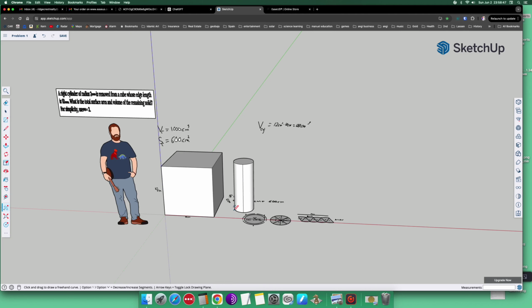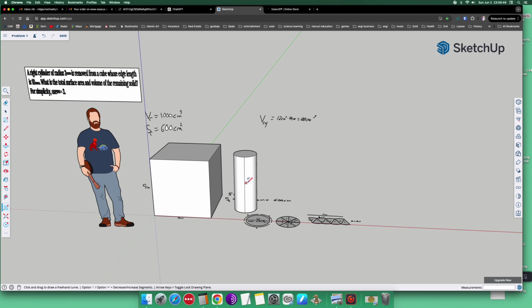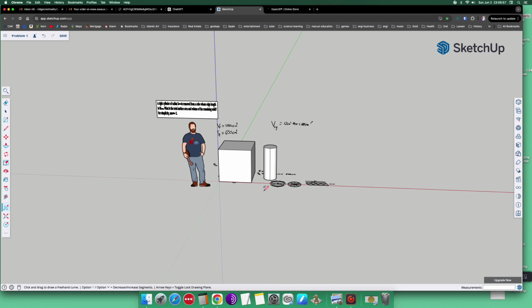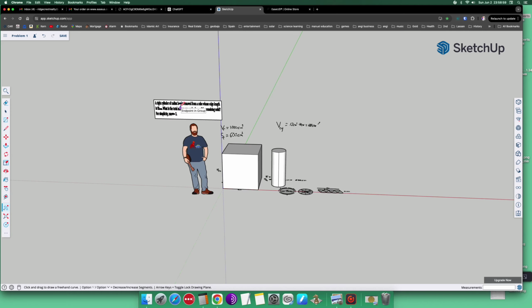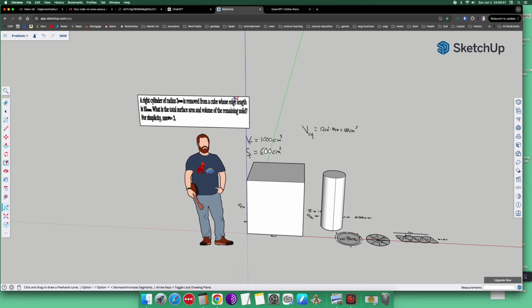And, well, the surface area might be a little more difficult to figure out because we're going to have to actually straighten that out. And I'll show you what I mean. But before I do that, I think we can answer a question now. We know the total volume of the cube, and we know the total volume of the cylinder, right? So once I put the cylinder in there and subtract it from the volume, let's see what the remaining would be.